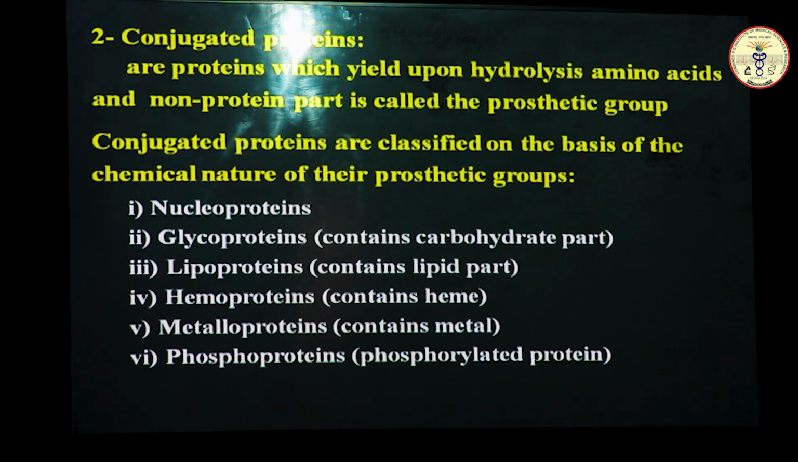Conjugated proteins can further be classified on the basis of their prosthetic group attached. If it is the carbohydrate part, it is known as glycoproteins. Lipid part, it is known as lipoproteins. Heme containing are called hemoproteins. Metal containing are known as metalloproteins.